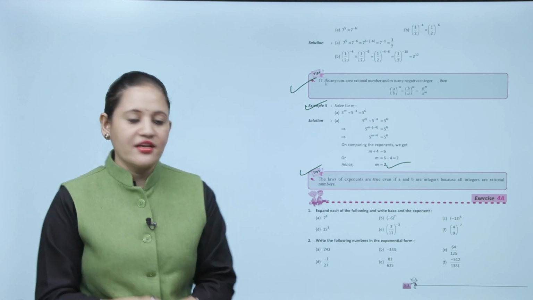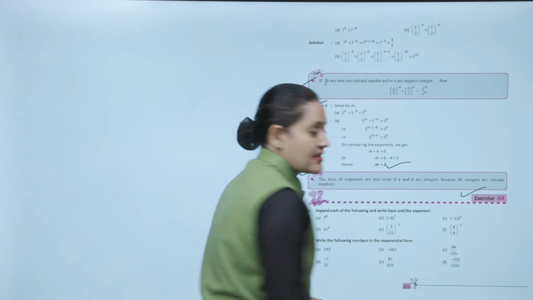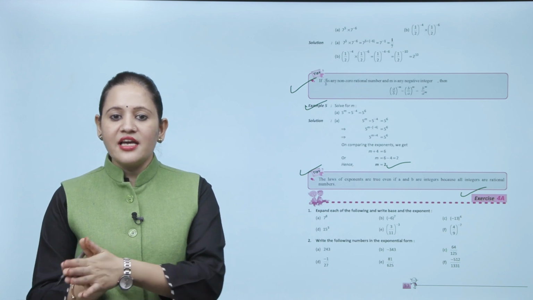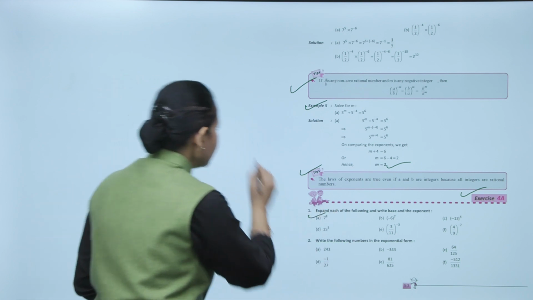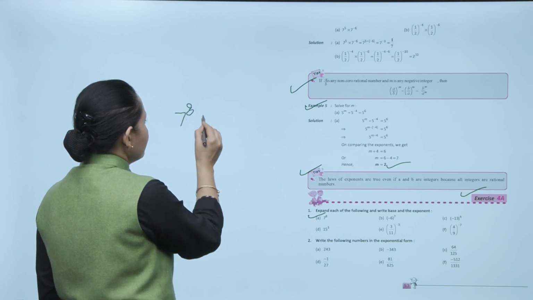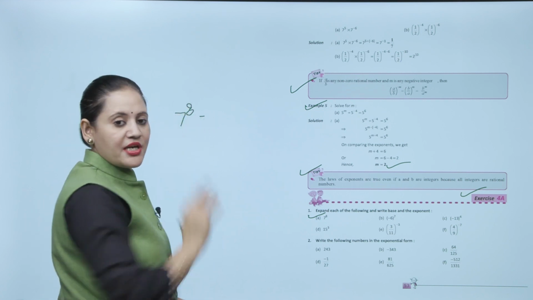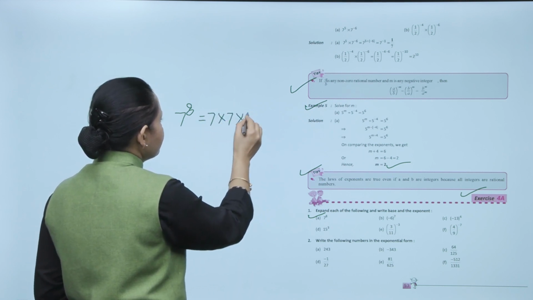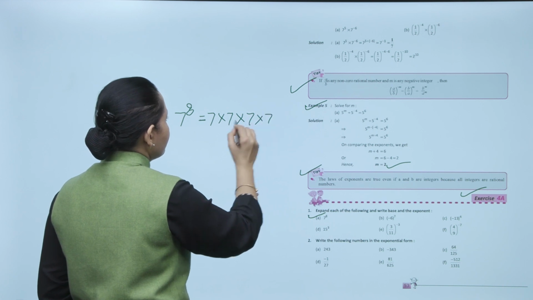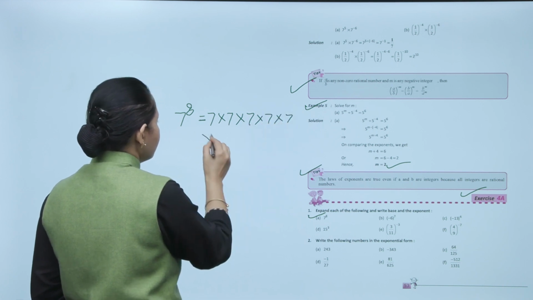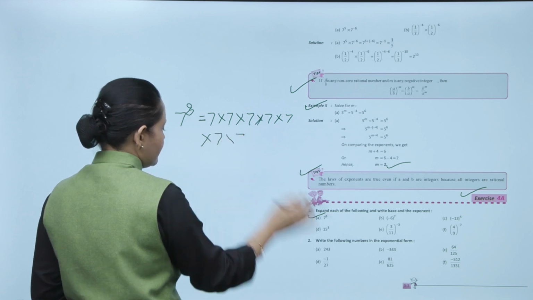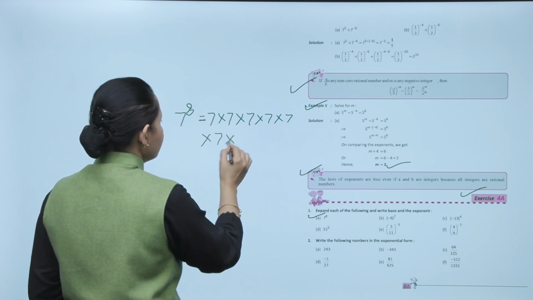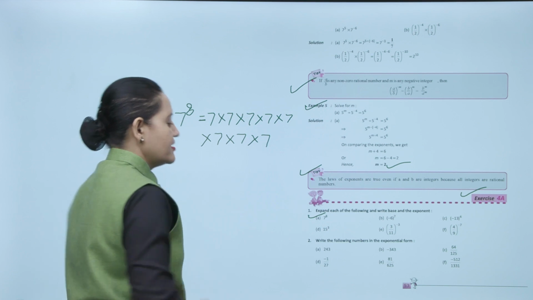Now exercise 4a. Expand each of the following and write the base and the exponent. So first is 7 to the power 8. Here the base is 7 and the exponent is 8, and to expand we will write it 8 times. One, 2, 3, 4, 5, 6, 7 and 8 times.